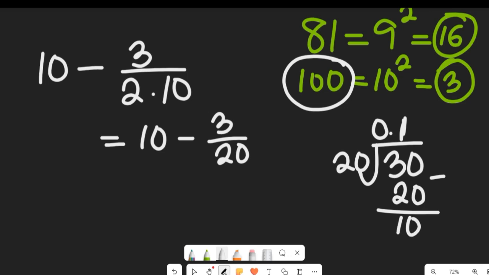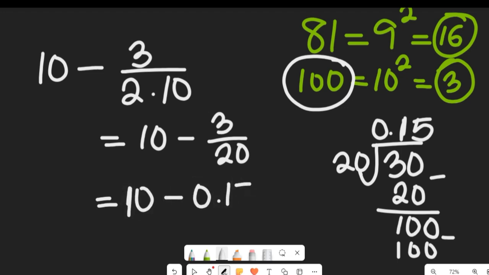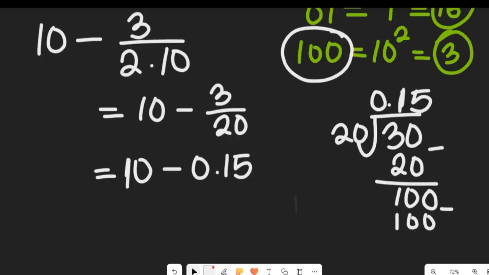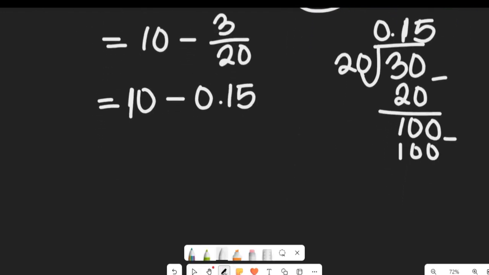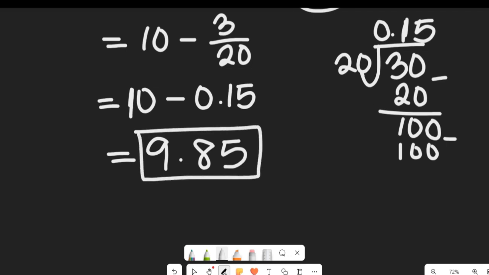10 divided by 20 is not possible. We'll put a 0, right? 100 divided by 20 is going to give us 5, right? 5 times 20 is going to give us 100. And when we subtract this, that will give us 0. So this value is going to give us 10 minus 0.15. If you subtract 0.15 from 10, you're going to have 9.85. And that is the result to that expression.